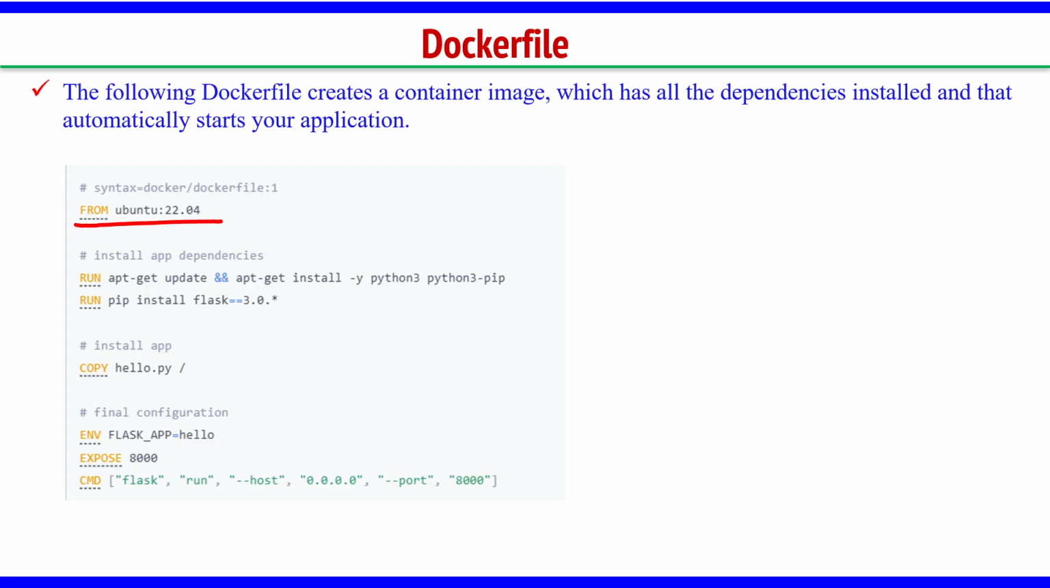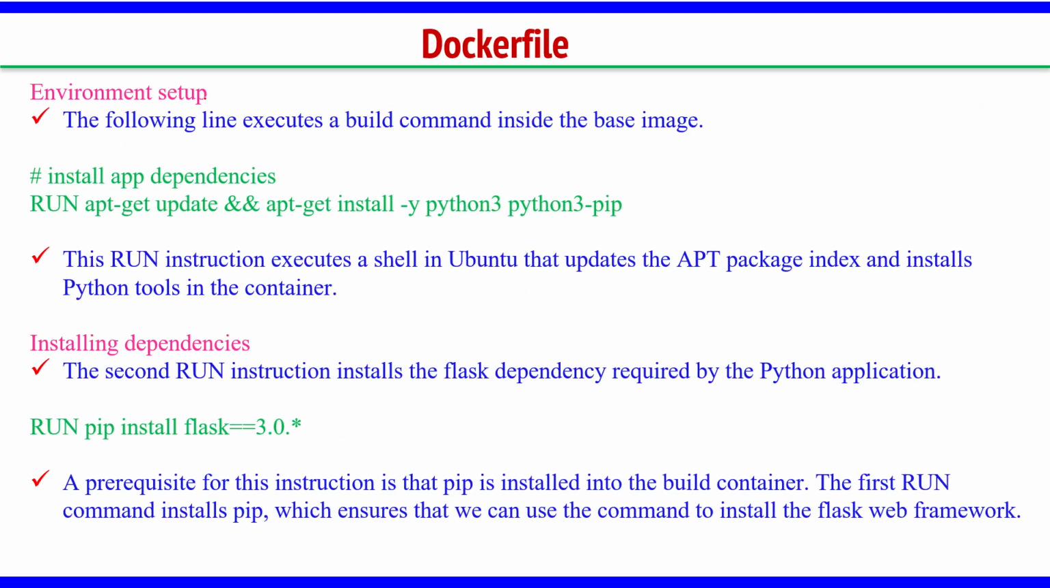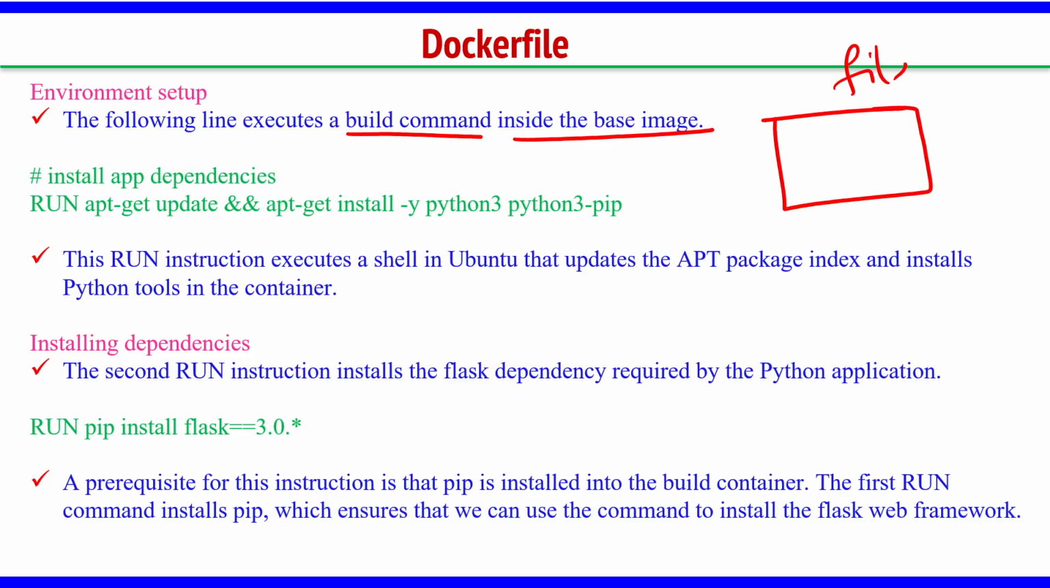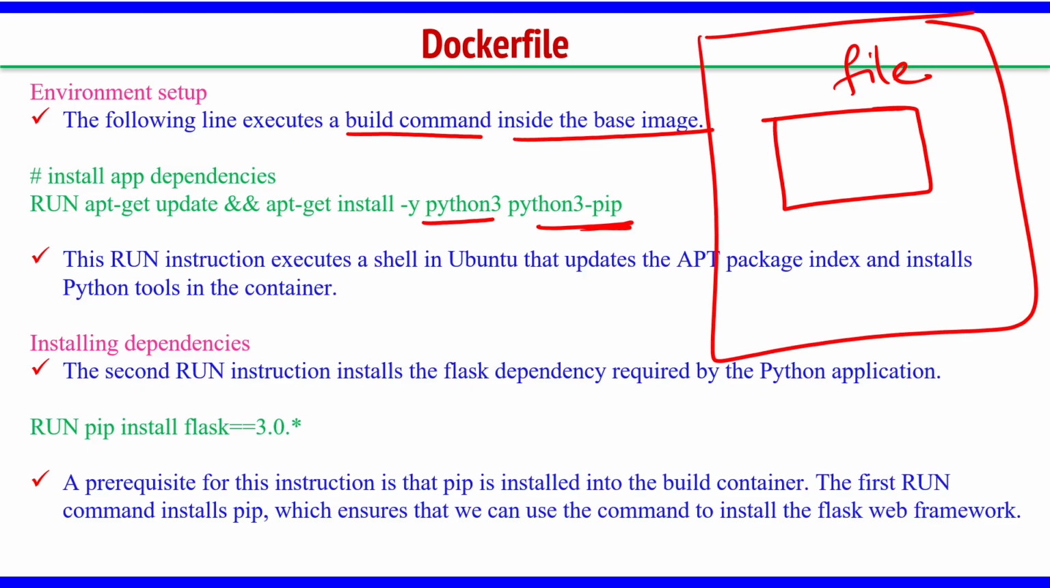The next one, if you see, is the RUN command, the environment setup. The following line executes a build command inside the base image. Inside the base image, you think of the image as a file. So, RUN apt-get update and apt install python3-pip. Again, I am talking about a container. We have to install that software here. Python should be available here, so we are installing that.